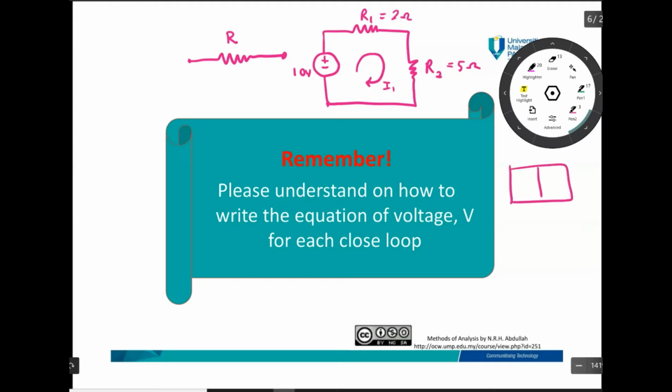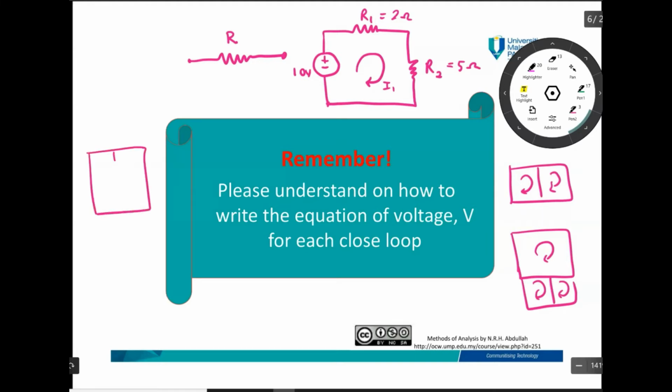If 2 loops, it should look like this one. If 3 loops, maybe it can look like these kinds of circuit. So you have to do the looping for each loop, and maybe the circuit will become like this one, which is a complicated circuit. So for the mesh, you are applying KVL into the equations of mesh.